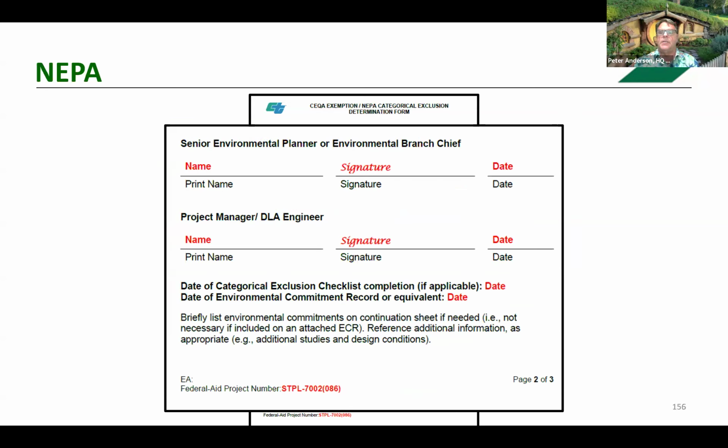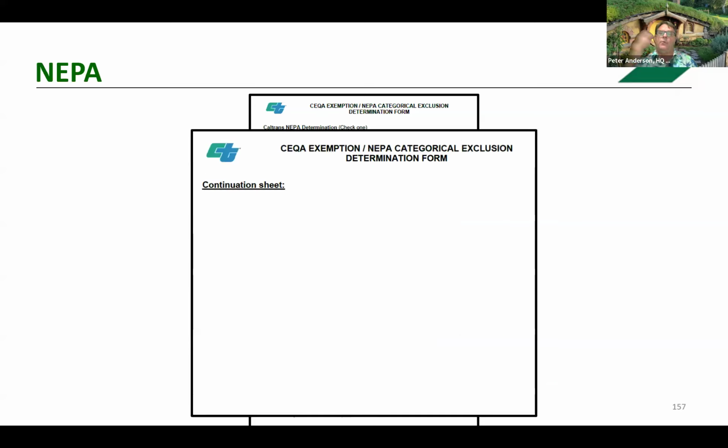And as previously mentioned, NEPA approval has been delegated to Caltrans. Therefore, the NEPA document needs to be signed by both the environmental branch chief and our district local assistance engineer. And whenever needed, the NEPA form includes a continuation sheet to identify environmental commitments or supplement the scope, project limits, or description. It just has the ability to add additional information.